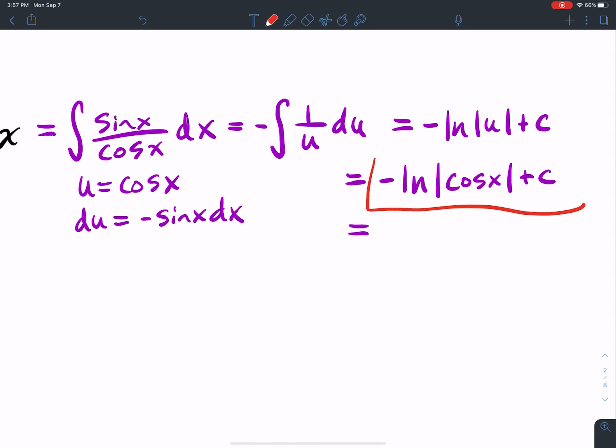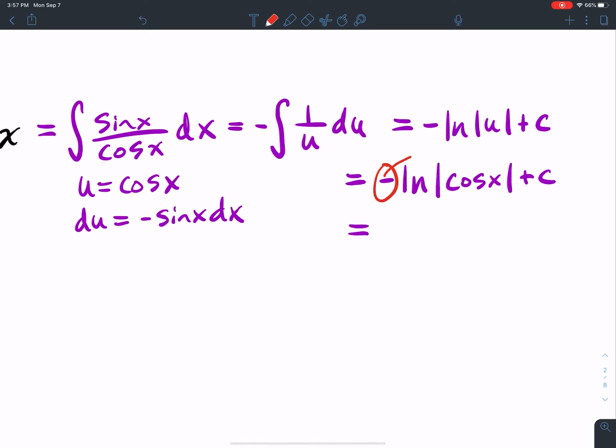So here's the deal, people. This is perfectly acceptable for the answer to the integral of tangent x. And your textbook uses this rule. Other textbooks use this rule. The only reason I'm going a little bit further is because the textbook I learned from actually uses a different rule, and I want to show you how that's derived.